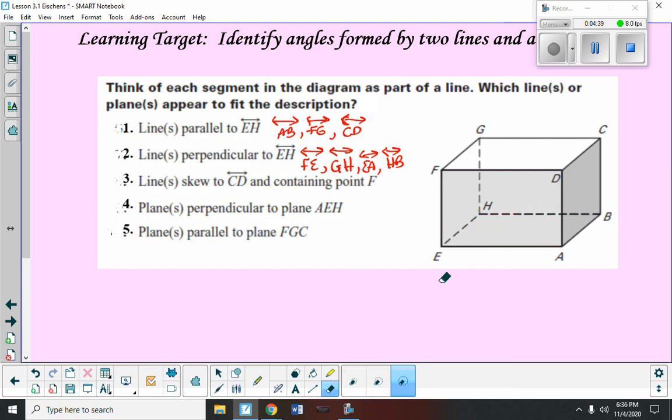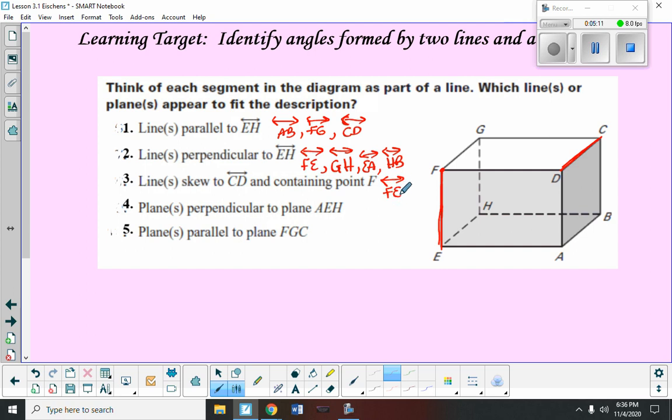All right, next, lines that are skew to line CD. So in other words, they're never going to intersect, but they're not in the same plane, and they contain point F. So a line that would never intersect but is not in the same plane. So in other words, you can't lay a piece of paper down that will contain all of this line and all of this line would be line FE, or you could say line EF.